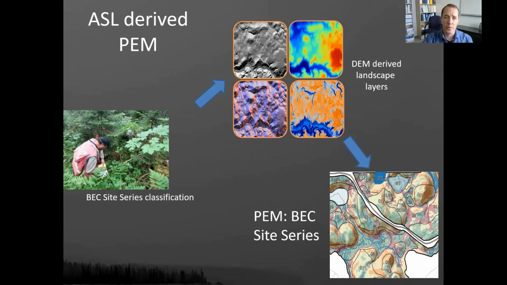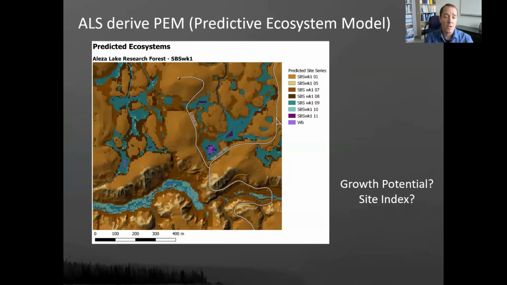So just to quickly go through the framework there, what we're doing is trying to create these predictive ecosystem maps based on ALS data. So start off, collect the good field data of our site series classification throughout the province. Link that with a range of different landscape layers that are all derived from high resolution DEMs that are taken from the airborne laser scanning. And then using this in combination, we've been able to produce these high resolution landscape scale maps of what our BEC system site series are. So that's nice. It actually produces some really important operational maps that we're starting to use to inform our management decisions.